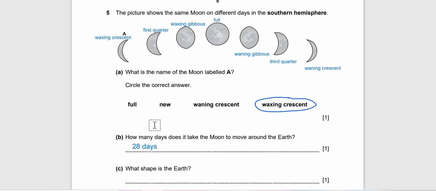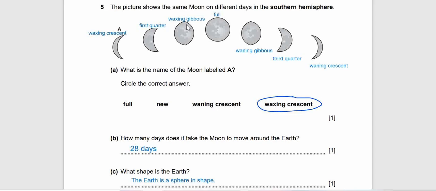Next. Okay, now we are in question C. What shape is the earth? 10 seconds from now. Right, guys, let's open up the answer. Well, the earth is a sphere in shape. That will be one possible answer. Or you may answer the earth is round.